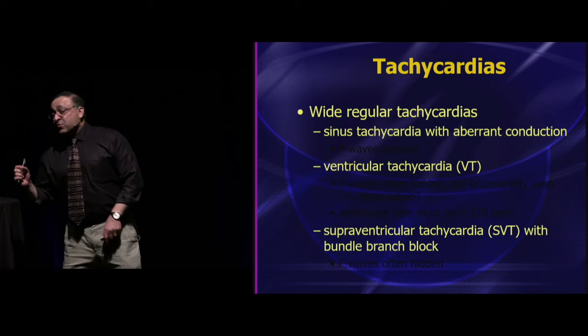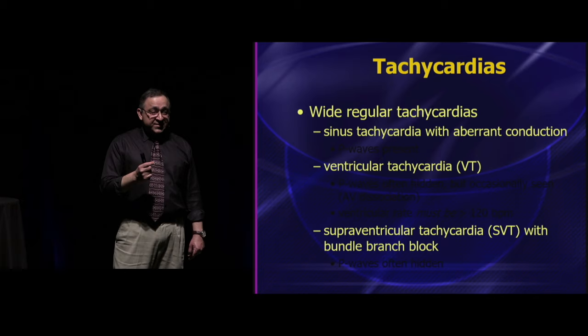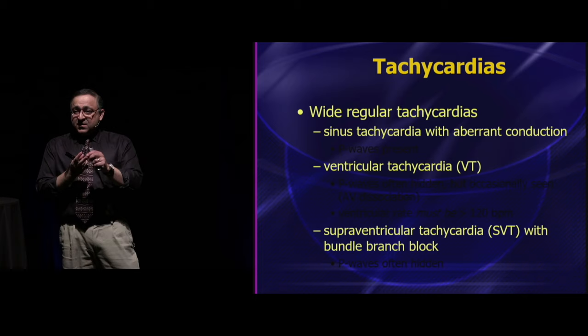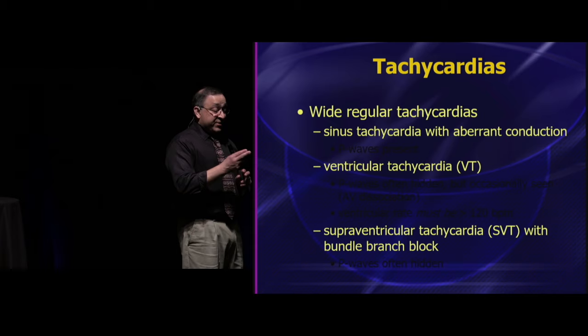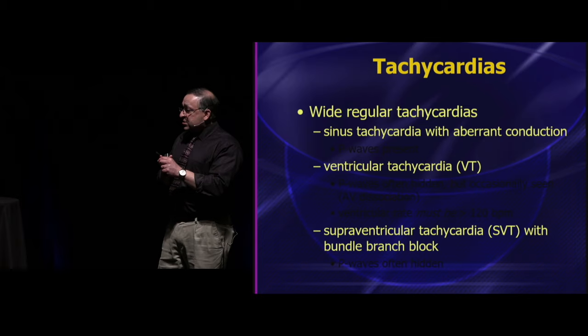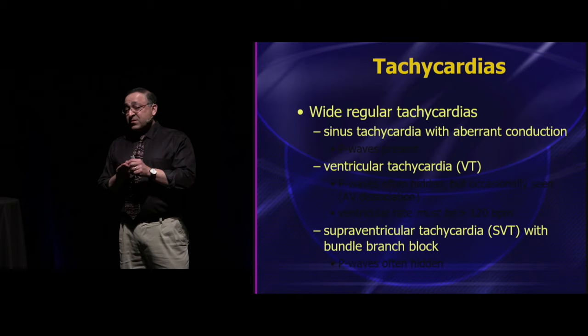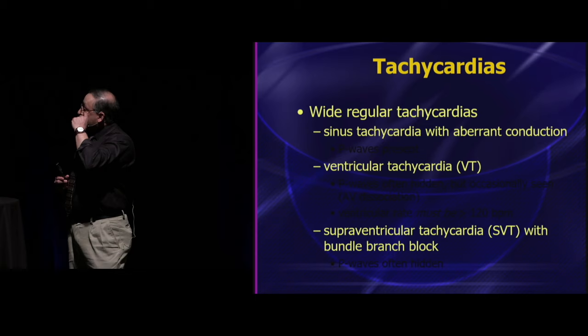Okay, so let's review once again. Forget this slide. Narrow, regular tachycardia, three types. Remember what they are? Sinus tach, SVT, and flutter with 2-to-1. How do you tell the difference between the three? What's the atrium doing? Narrow, irregular tachycardia, three types. AFib, flutter with variable conduction, and MAT. How do you tell the difference between the three? Ask, what's the atrium doing? Simple. All right, okay. Now let's get on to the wide, regular tachycardias.